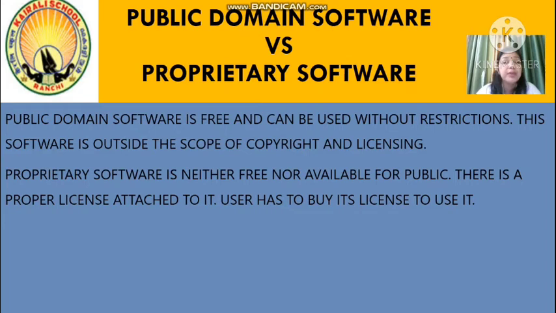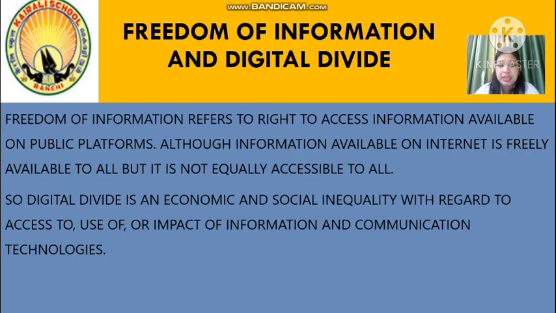Next, we have the difference between public domain software and proprietary software. Public domain software is free. No copyright, no patents are required. It is available online, use it. But for proprietary software, we know that the source code is not available and you have to purchase the licensed version to use it.